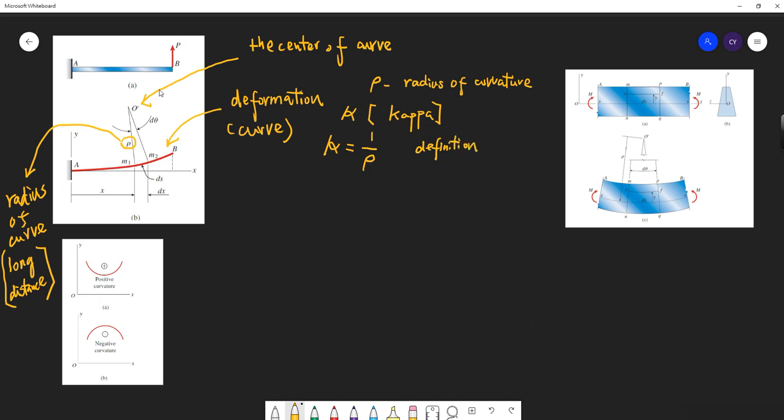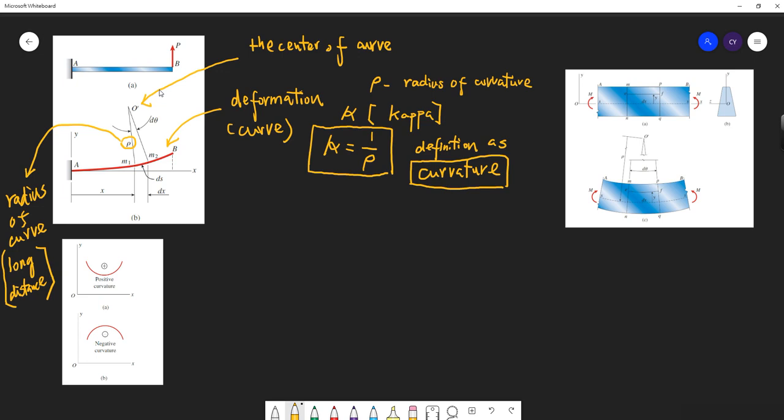That means it's a reciprocal. So this is a definition. So the reciprocal of the radius we call kappa, as curvature. So we say kappa is a kind of curvature.